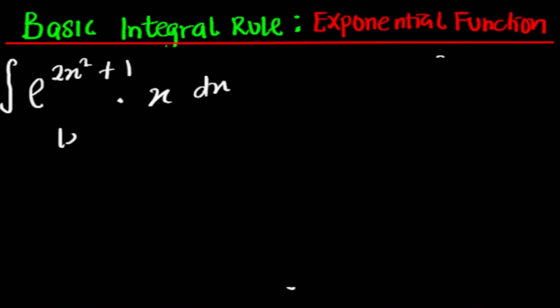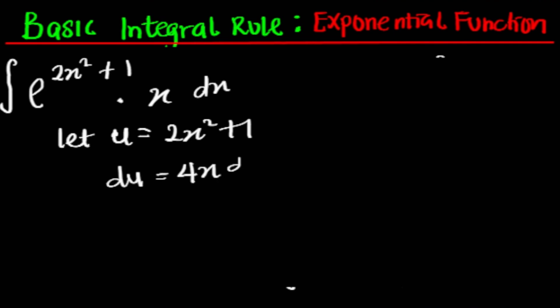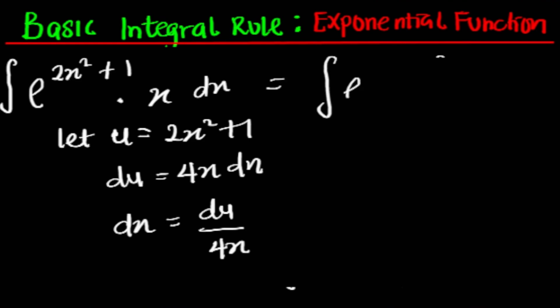We can simply say let u equal 2x squared plus 1. Then if you differentiate, du equals 4x dx. Then make dx the subject of the formula, you're going to have dx equals du divided by 4x. That's what you're going to have. Then come back to this integral expression and rewrite it as the integral of exponential u multiplied by x times dx. The dx is actually du over 4x, so that's what we have for our dx.